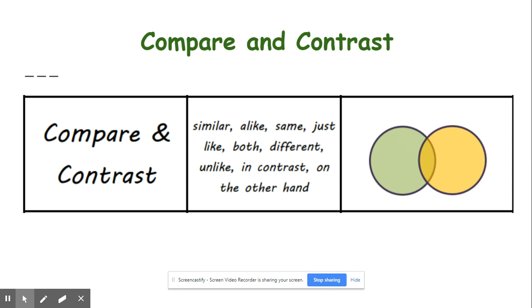Here you do have the keywords. So words like similar, alike, same, just like, both, different, unlike, in contrast, on the other hand are some examples of keywords that might lead you to know that text is compare and contrast. And then you have the graphic organizer. It is just like the Venn diagram, where the differences are on the outside and the similarities are on the inside.